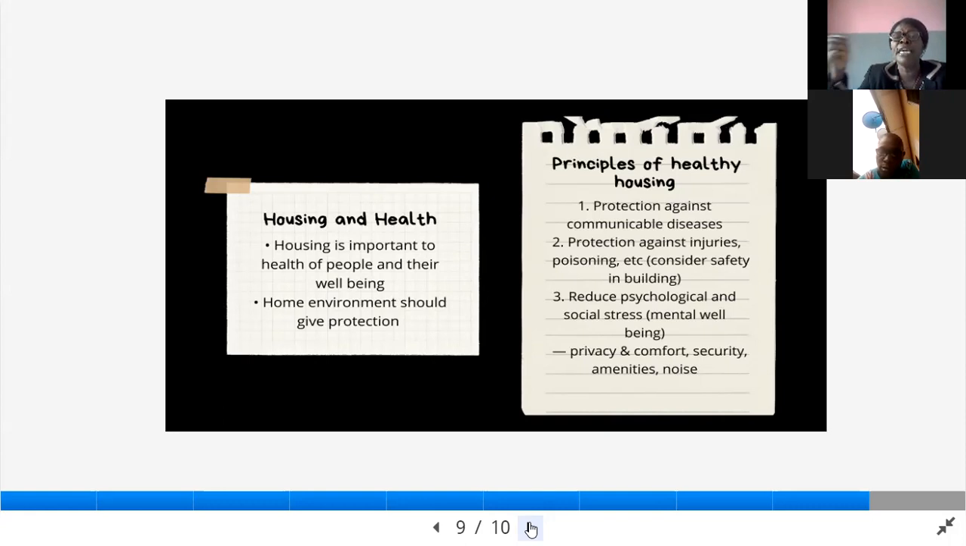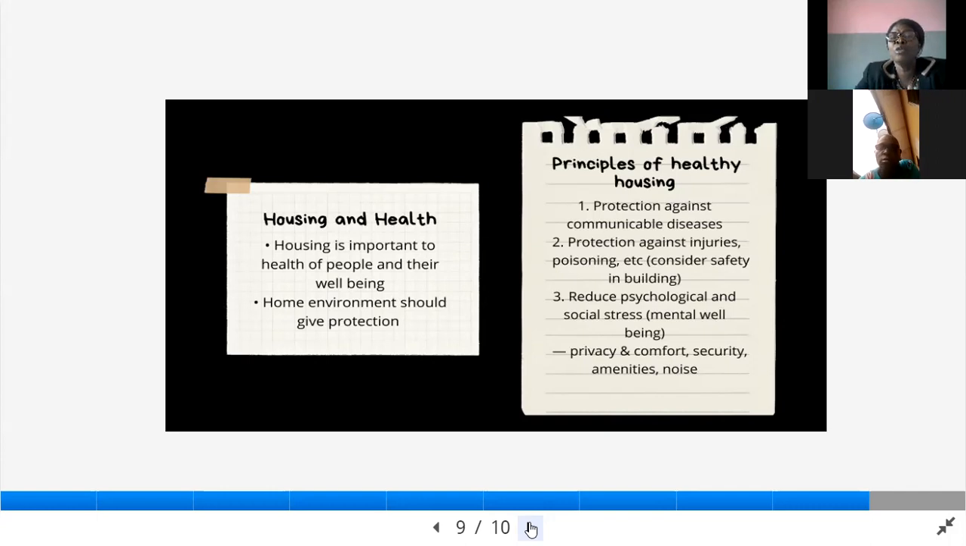Make sure that it reduces your psychological and social well-being to the barest minimum, so that when you finish building your house, you will be happy you have built it, no stress. And also consider the privacy and comfort of the family. These are the principles of healthy housing.